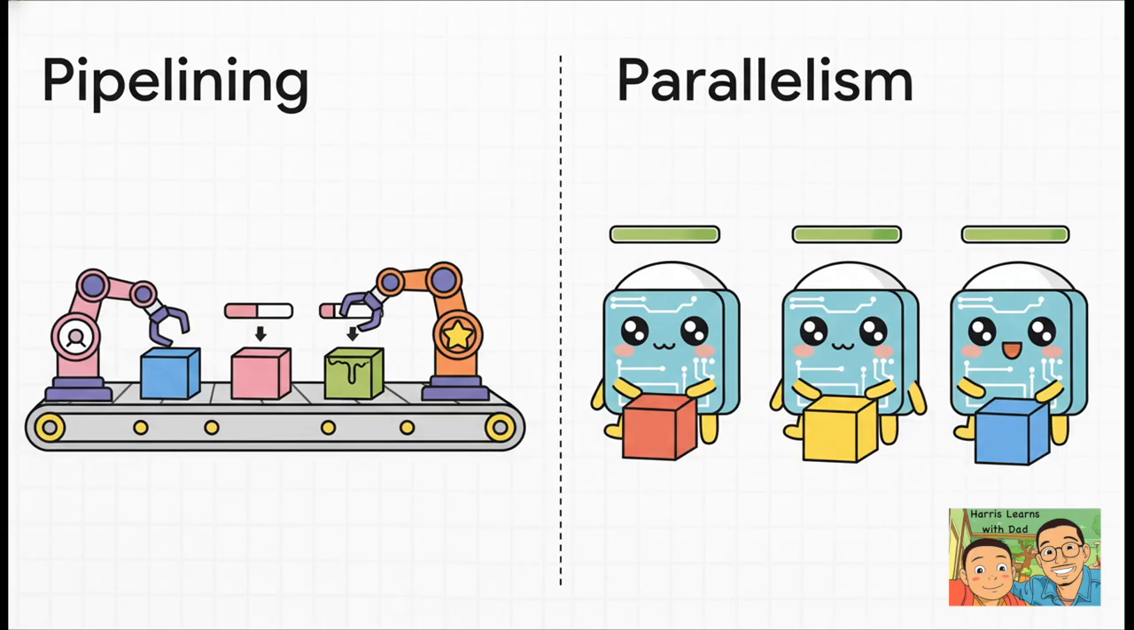There's something called pipelining. Think of it like a factory assembly line, where the CPU is already starting the next task before it's even finished with the first one. Then there's parallelism. That just means using multiple workers, or what we call cores, to handle a bunch of different tasks all at the same time.